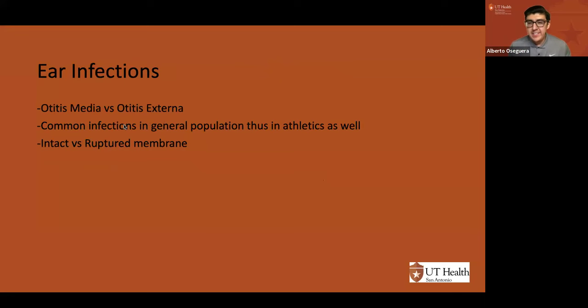Ear infections, this is common in your general population. So it's definitely going to be common in your athletic population. There's different types of ear infections. The two most common are going to be your otitis media or your middle ear infection, and your otitis externa, your external ear infection, also known as swimmer's ear. The mainstay of treatment is going to be antibiotics. Again, like I mentioned earlier, it's going to be super important to try to evaluate the ear to make sure that there isn't any sort of perforation of the eardrum, because that'll definitely change your management.